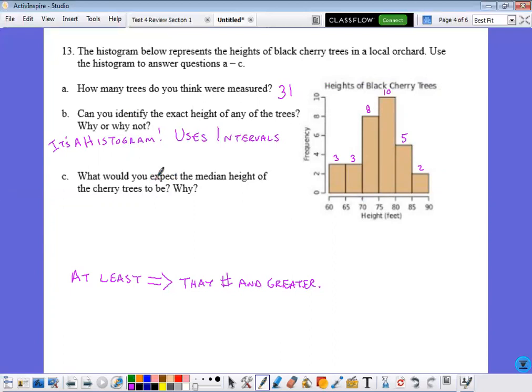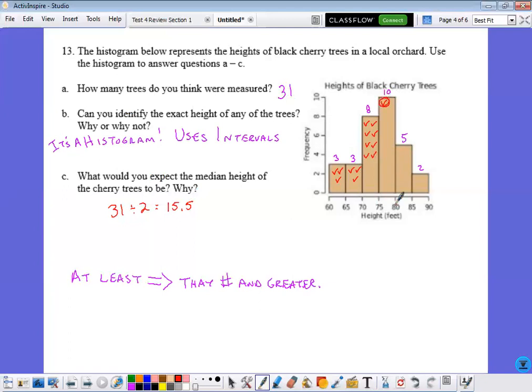And then the last question says, well, what would you expect the median height of the cherry trees to be? So the median, don't forget, that's our middle value. We would do the same thing that we did on the first one. We already know that there are 31 trees, so we would take that 31, we would divide by 2, and we would end up getting 15.5. So this one's going to be kind of interesting, but we want the 15.5th data point. So what we're going to do is kind of our checks, 1, 2, 3, 4, 5, 6, 7, 8, 9, 10, 11, 12, 13, 14, 15. So 15.5, that data value is going to be somewhere in here.